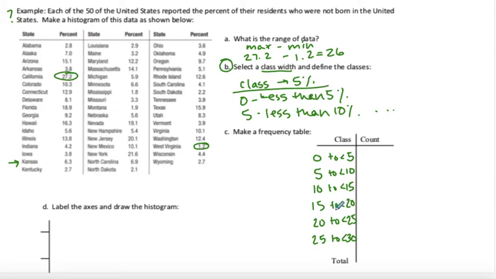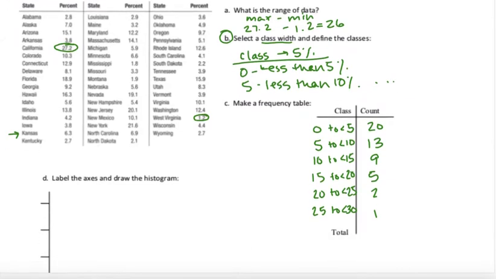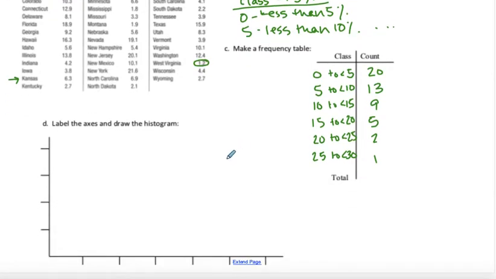Okay, so if you wanted to pause and fill in the count, you can, or I've gone ahead and counted it, where we have 20 here, 13 here, 9, 5, 2, and then only 1, only California is in that range of 25 to less than 30. Once we have a count here, we can create our histogram.